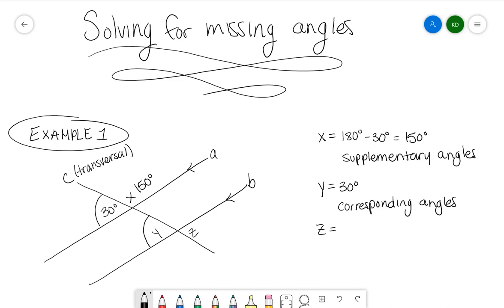Last one, looking for z. What I notice is that z is opposite of angle y. So if y is 30 degrees, what I know about opposite angles is that they are always equal to each other. So z also has to be 30 degrees. The reason for that is that it was opposite. And there's an example of how we can use our rules to identify x, y, and z. Let's try a little bit of a harder example.